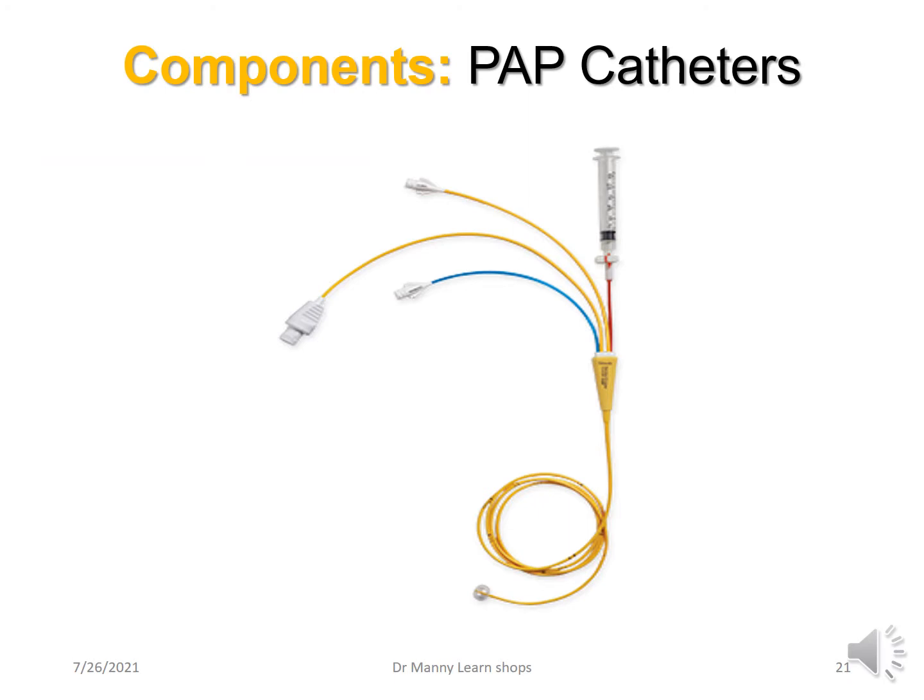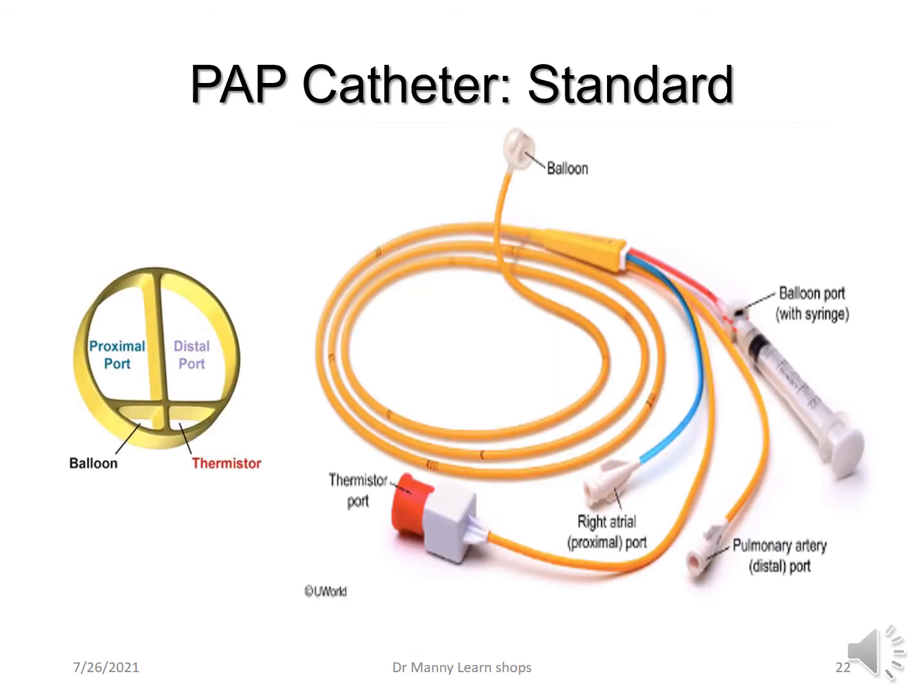Well, there are numerous types of pulmonary artery catheters, but these are just some of them and their components. You've got the standard pulmonary artery catheter, which is a 4-lumen catheter. It's got a proximal port, a distal port. It's got a balloon port, and it's got a thermistor port.